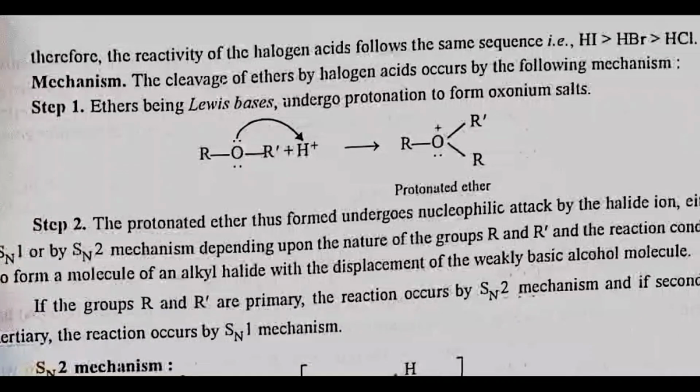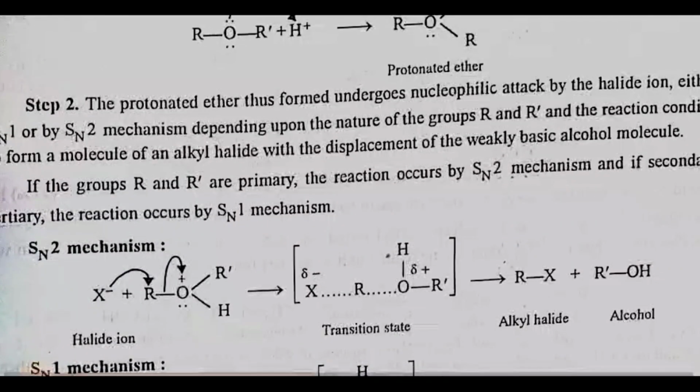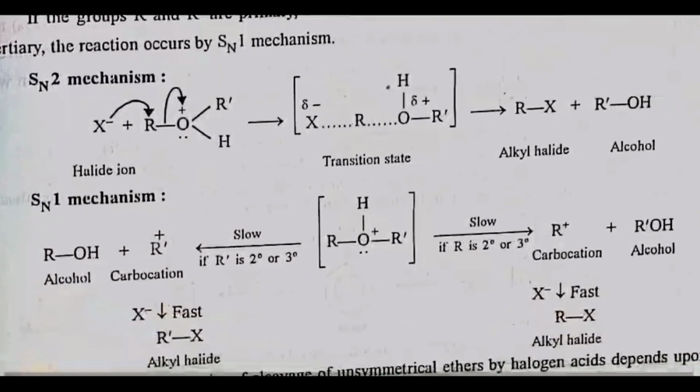Mechanism. The cleavage of ethers by halogen acids occurs by the following mechanism. Step 1. Ethers being Lewis bases undergo protonation to form oxonium salts. Second, the protonated ethers thus formed undergo nucleophilic attack by the halide ion, either by SN1 or by SN2 mechanism, depending upon the nature of the groups R and R' and the reaction conditions, to form a molecule of an alkyl halide with the displacement of the weakly basic alcohol molecule. If the groups R and R' are primary, the reaction occurs by SN2 mechanism, and if secondary or tertiary, the reaction occurs by SN1 mechanism.